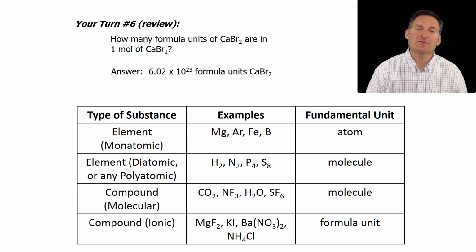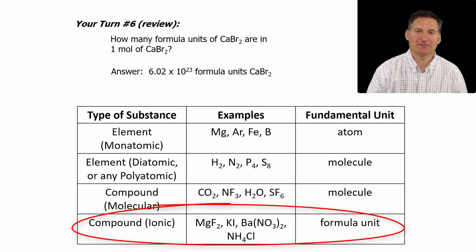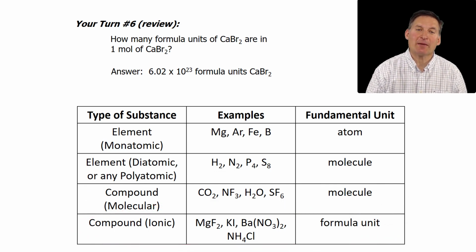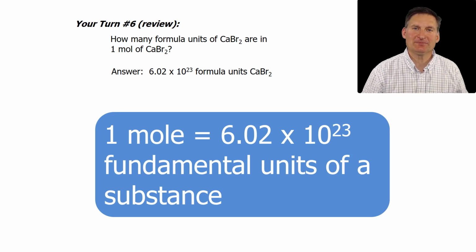The fundamental unit for molecular compounds is a molecule. And for ionic compounds, it's a formula unit. Another side note, if a compound contains a polyatomic ion, like the nitrate ion here in barium nitrate, and the ammonium ion here in ammonium chloride, the substance is generally ionic. And the other key point so far is 1 mole equals 6.02 times 10 to the 23rd of something.